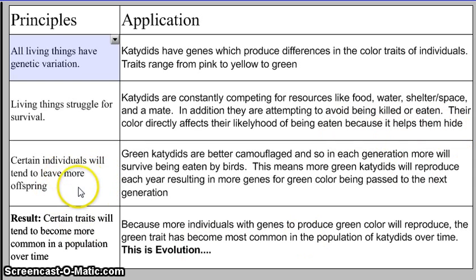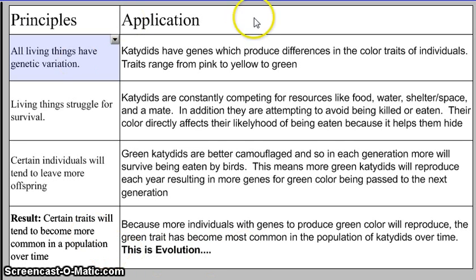Third principle, certain individuals will tend to leave more offspring. In this example, green katydids are better camouflaged. So in each generation, more will survive being eaten by the birds. This means green katydids will reproduce each year, resulting in more genes for green color being passed to the next generation. The overall result of this is that certain traits will tend to be more common in a population. Because more individuals with genes to produce green color will reproduce, the green trait has become the most common in the population over time.